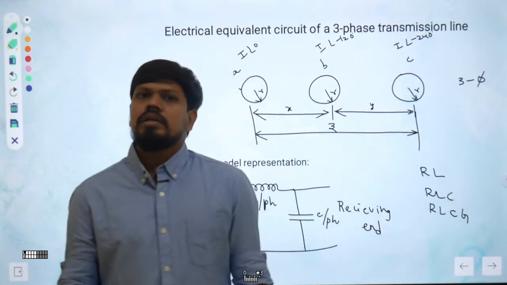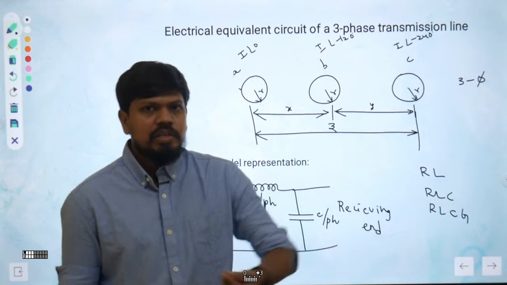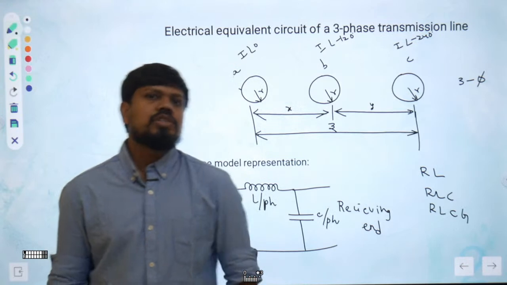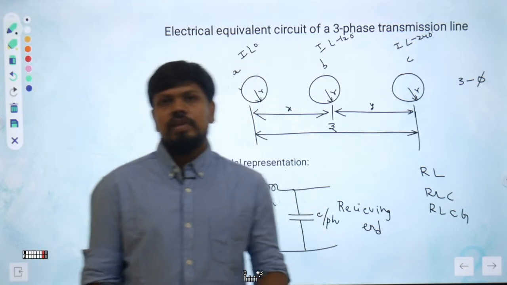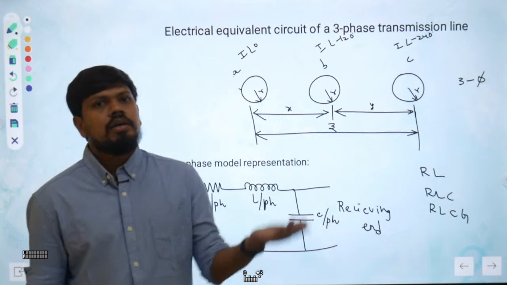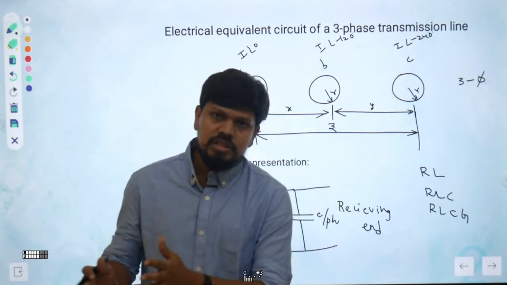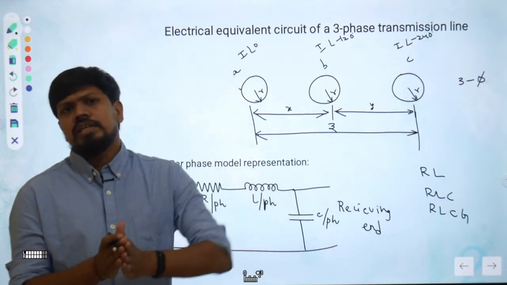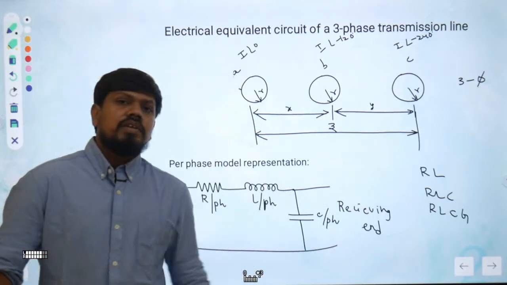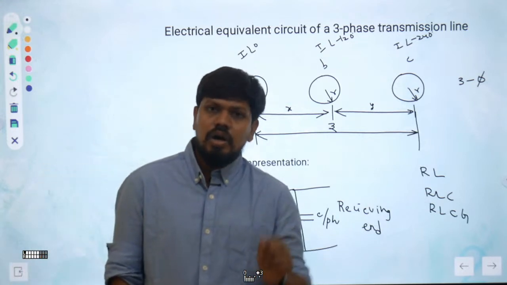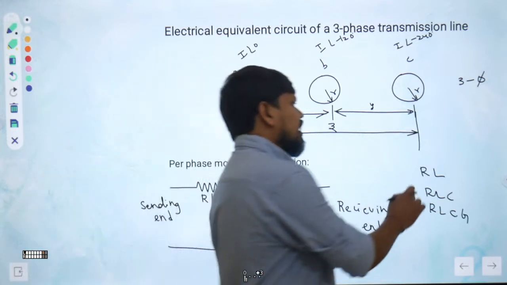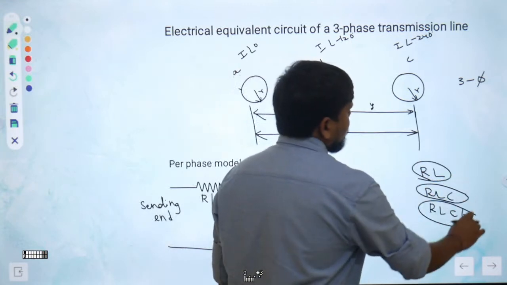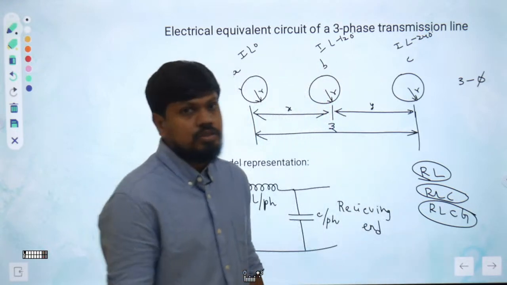Based on whether it is a short, medium, or long transmission line, you will choose the model. If the length of the transmission line is less than 80 km, you will consider it a short transmission line. If the length is between 80 and 160 km, it is a medium transmission line. If the length is greater than 160 km, it is a long line. Short line means RL model, medium line means RLC model, long line means RLCG model. You will understand all this in other concepts.